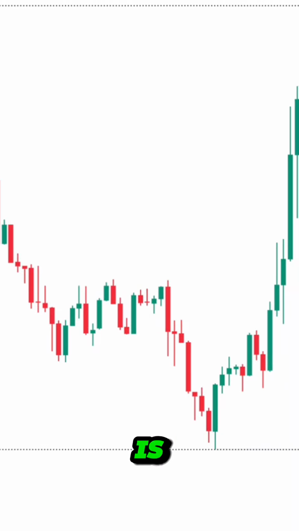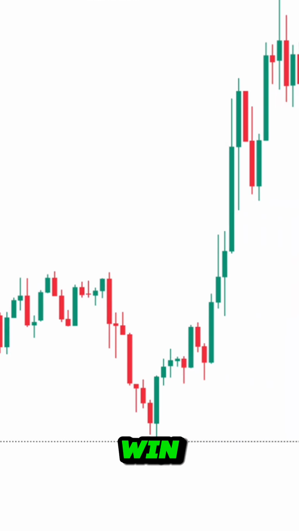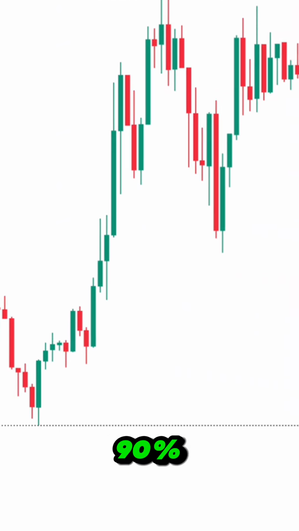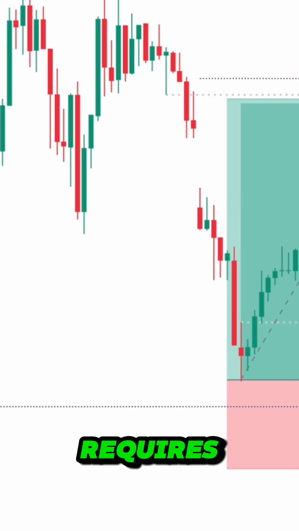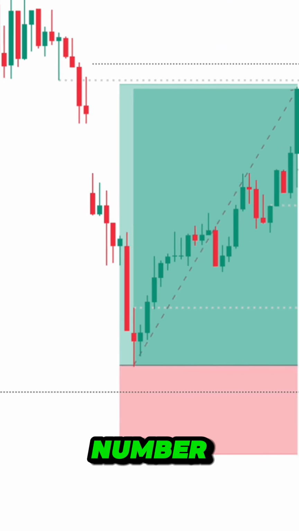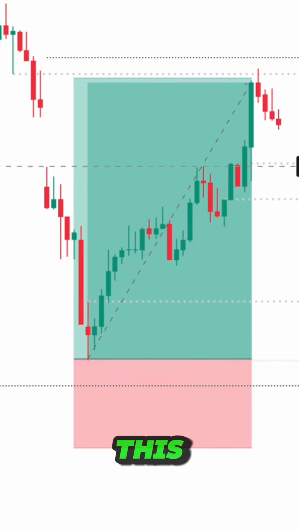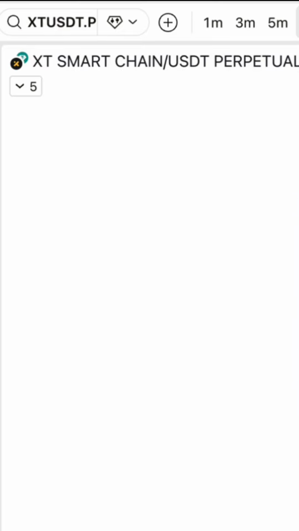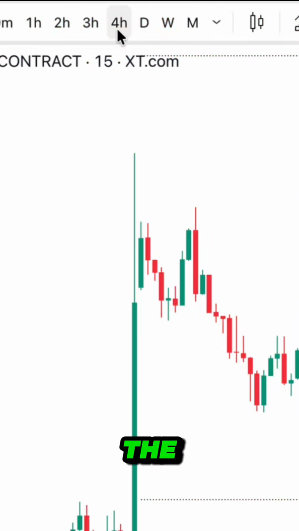This trading strategy is very simple and can increase your win rate up to 80 to 90% most of the time, but it requires patience. And the first thing you want to do is number one, choose a token that you want to trade. In this case, I'm looking at the XT token. And the next thing you want to do is to go to the daily time frame.